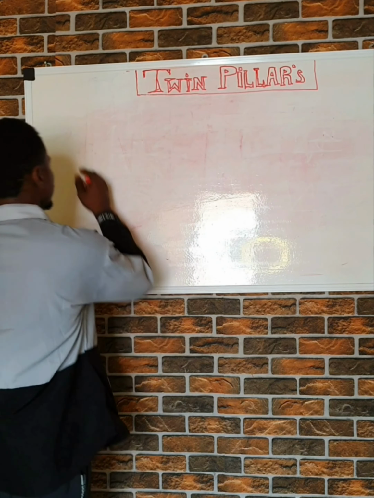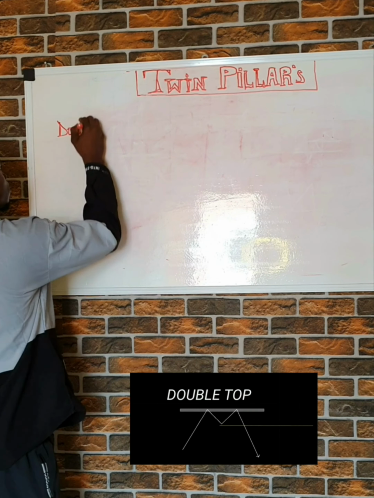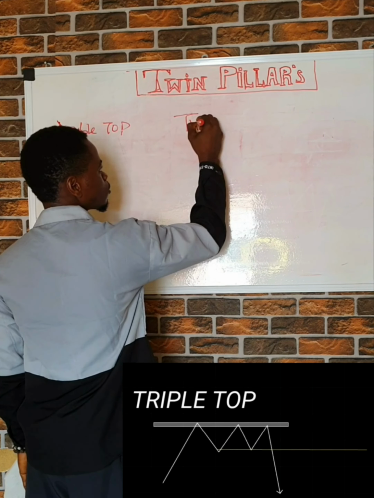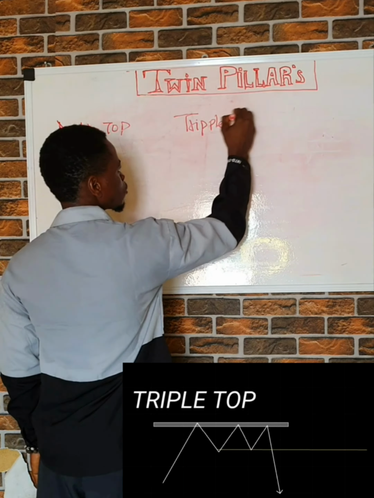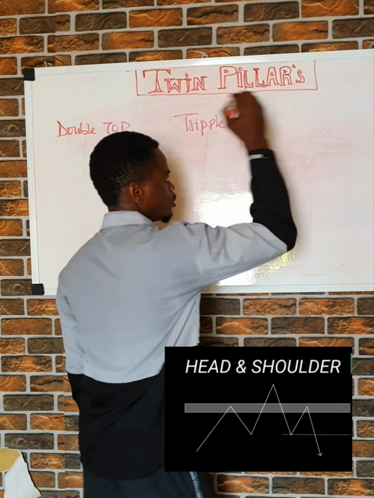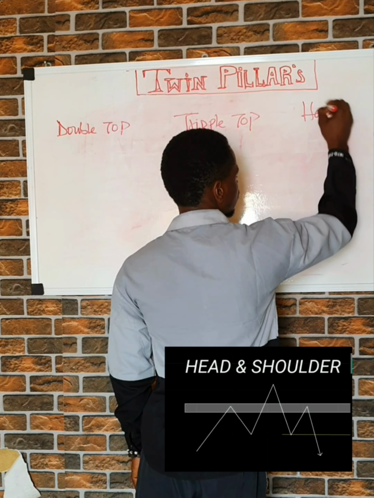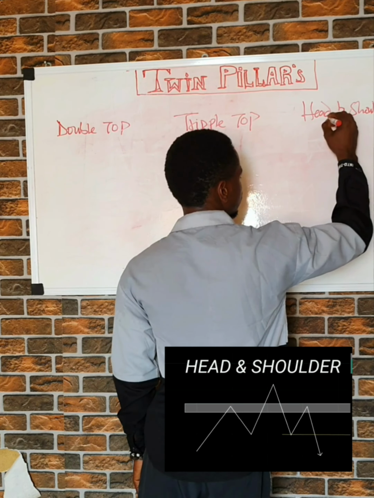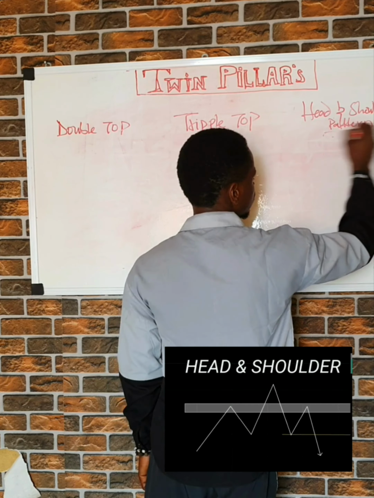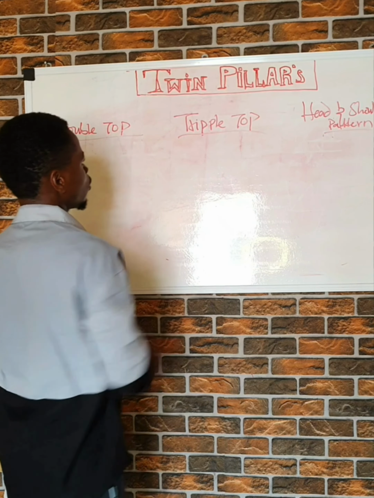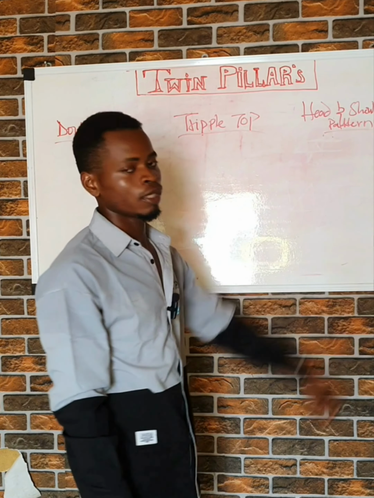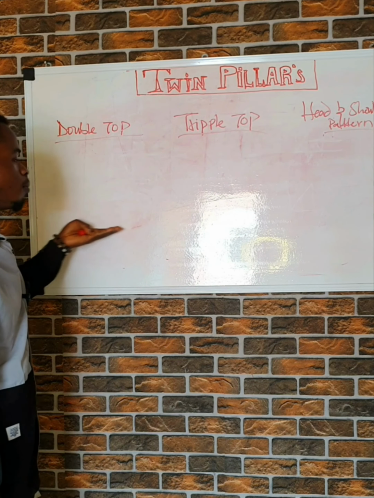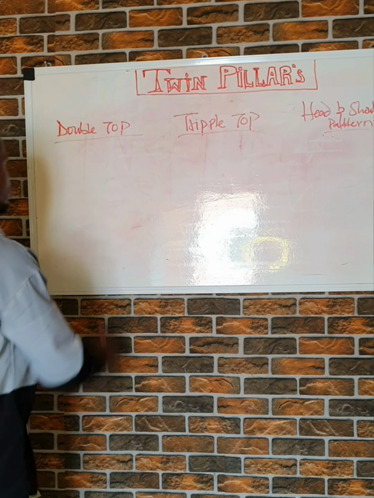So that is when you have a double top, a triple top, then the head and shoulder pattern. This is double top, a triple top, then head and shoulder pattern. It's just the same thing, but instead of you having a bottom, you'll be having a top, just something like this.